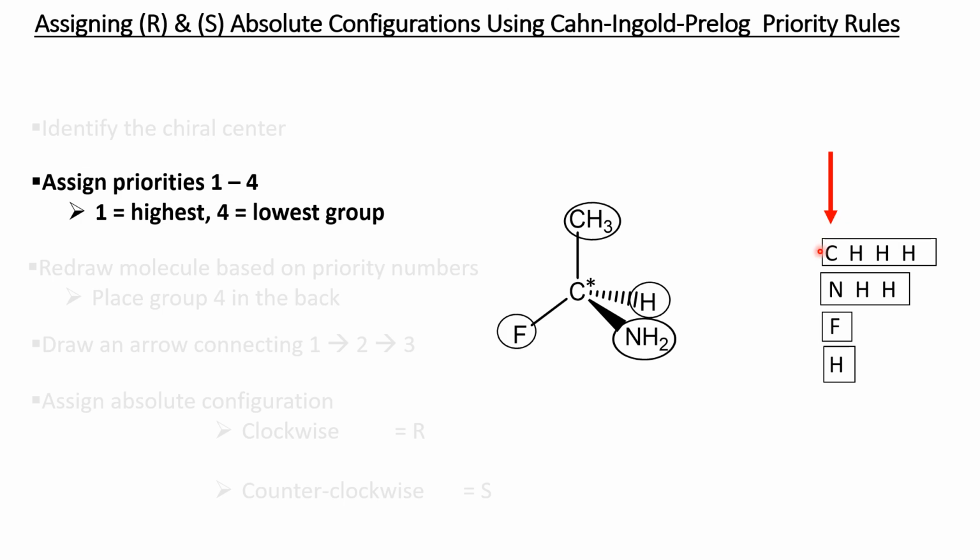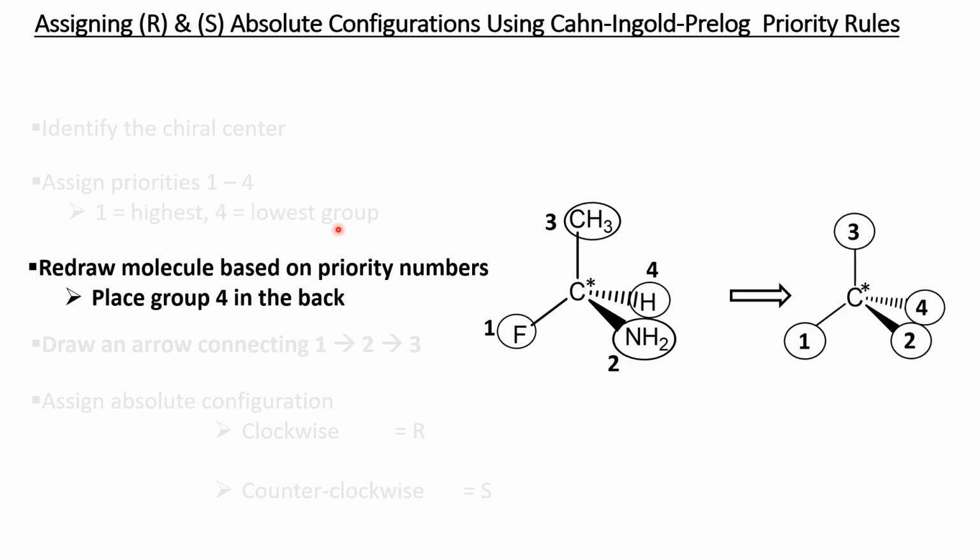Based on this, priority number 1 will go to the fluoro group. And that's because fluorine has atomic number of 9, which is the highest compared to the other atoms here. Priority number 2 will go to the NH2, and that's because the nitrogen in the NH2 has atomic number of 7, which is the second highest atomic number here. Priority number 3 will go to the methyl group, and that's because the carbon in the methyl group has an atomic number of 6. And lastly, priority number 4 will go to the hydrogen, and that's because hydrogen has the least atomic number, which is 1.